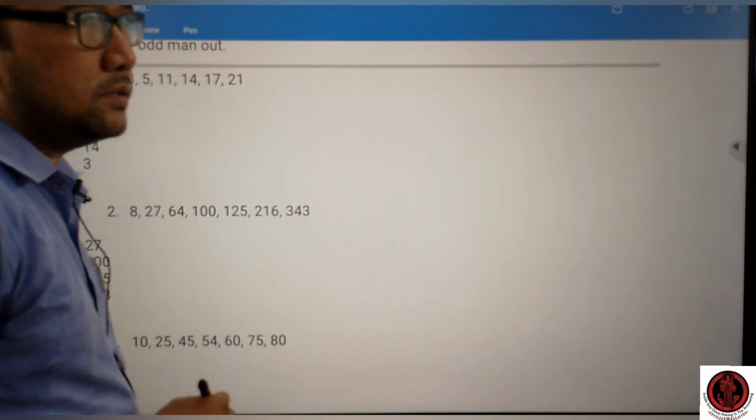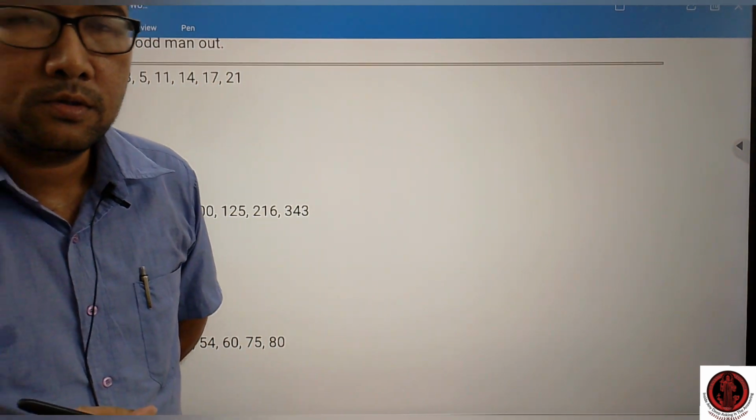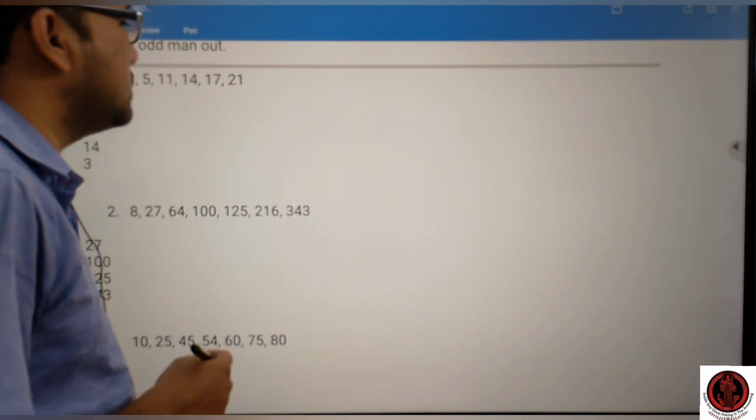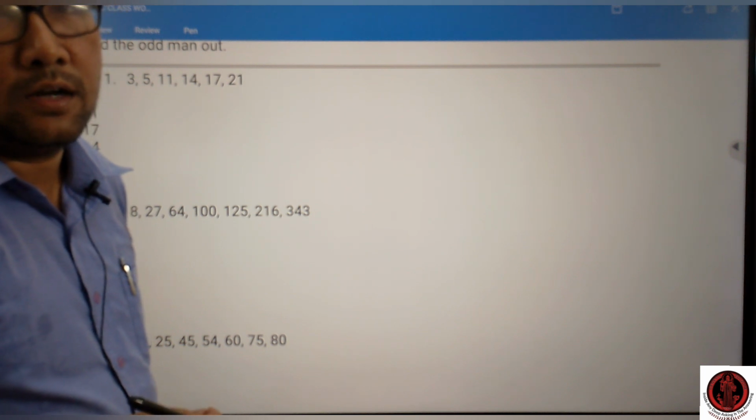Now in this chapter there is no fixed logic. The rule can be anything. You have to identify the logic and find out the odd one.